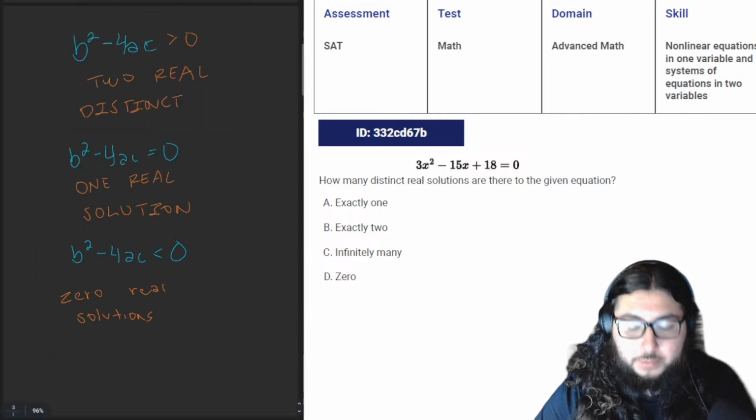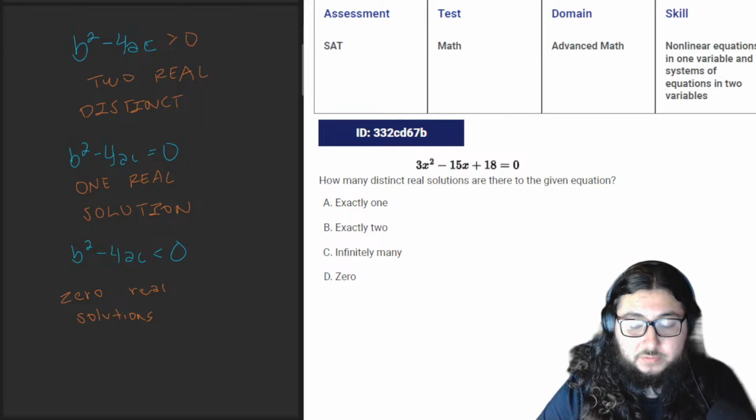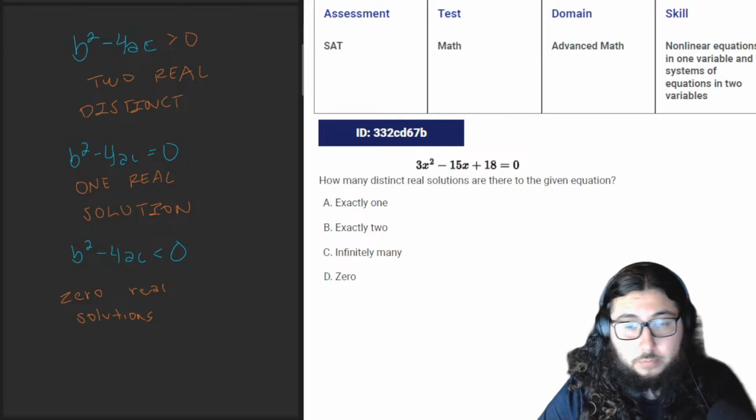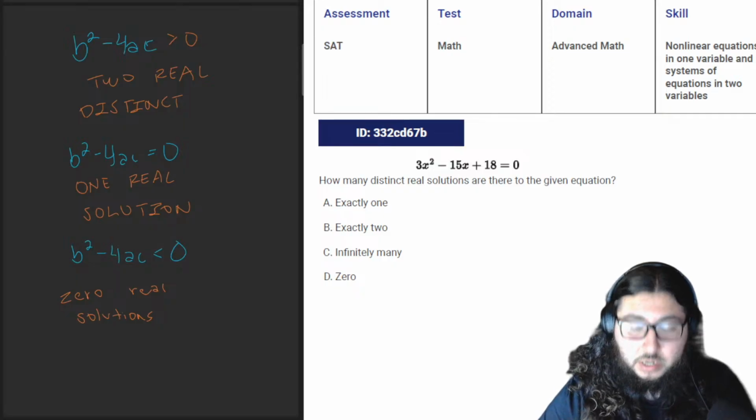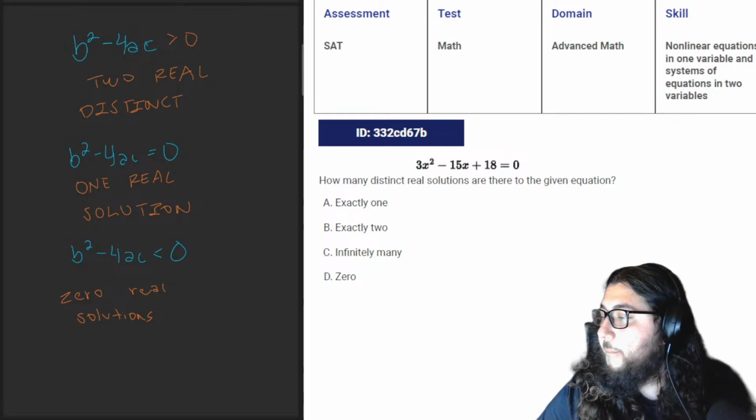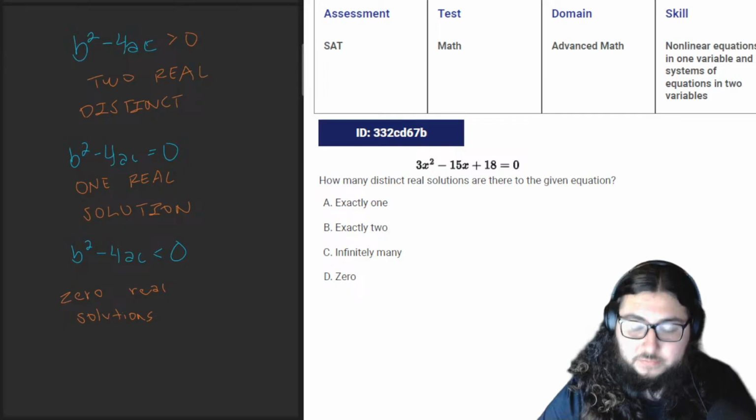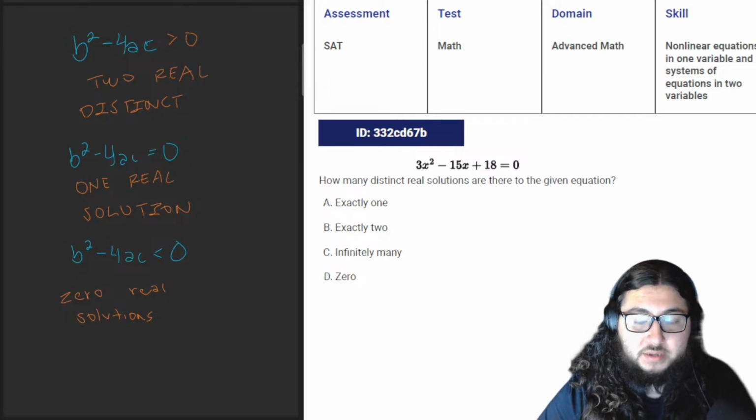So if we calculate b squared minus 4ac, which is negative 15 squared, 225, minus 4 times 3, which will be 12, times 18 is 180, plus 36 is 216. So 225 minus 216, some number, which is 9. So that is positive. So then we have exactly 2 distinct real solutions.